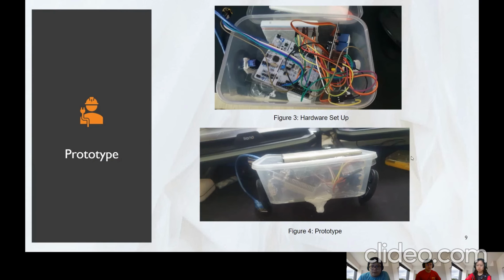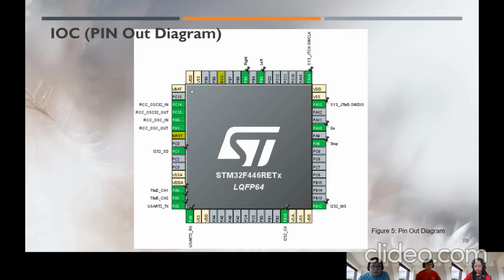So this is a prototype, as you can see the hardware, and then we have the 2 wheels put outside the container, and actually this container is our wheelchair. So each wheel will connect to 1 servo motor. Next. So here's the IOC pinout diagram.